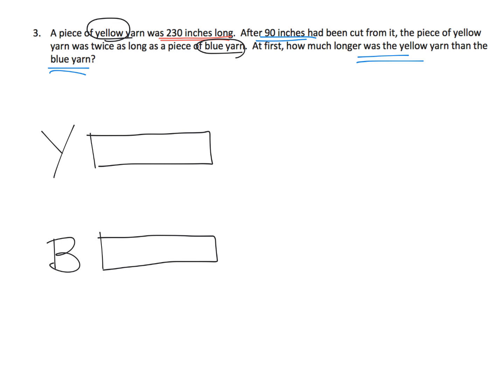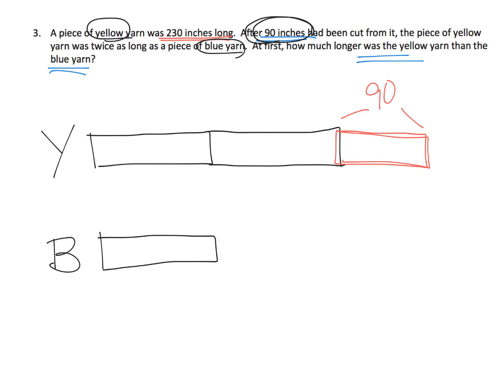Now it says a piece of yellow yarn was 230 inches long. After it got cut, it was now twice as long as the blue. So the first thing I'm going to do, working backwards, is make the yellow exactly twice as long as the blue. See? So the blue is one unit and the yellow is two units. That's after we've cut 90 inches. So I'm going to say that's after we cut these 90 inches off. After we cut the 90 inches off, the yellow is twice as big as the blue.